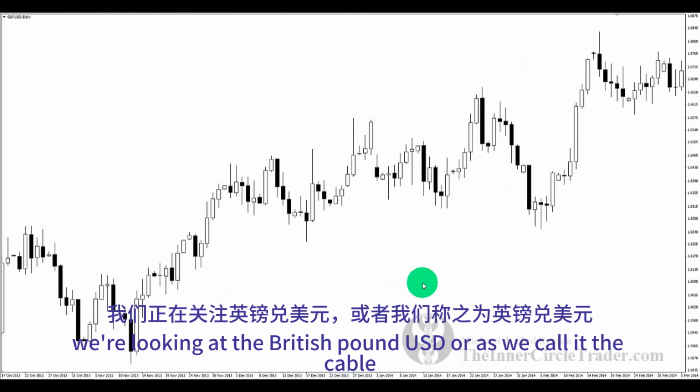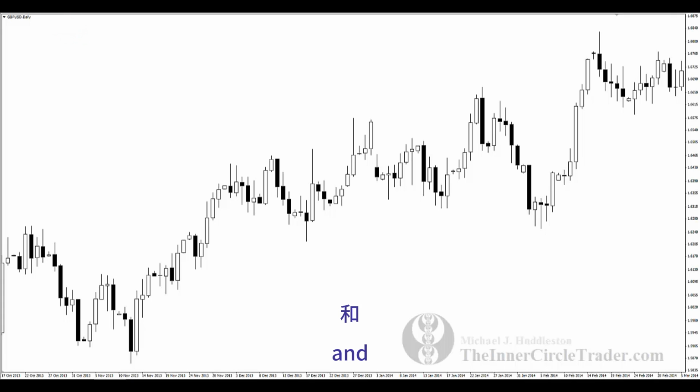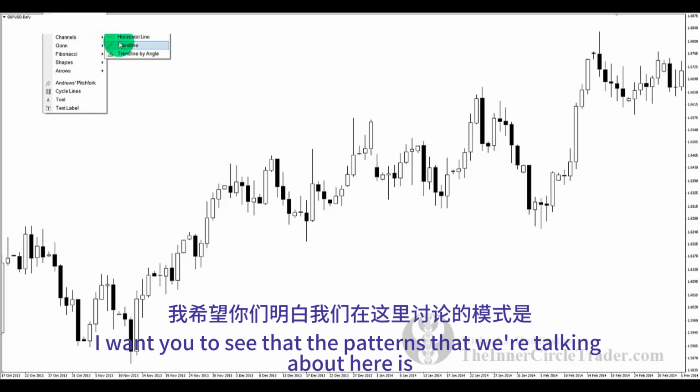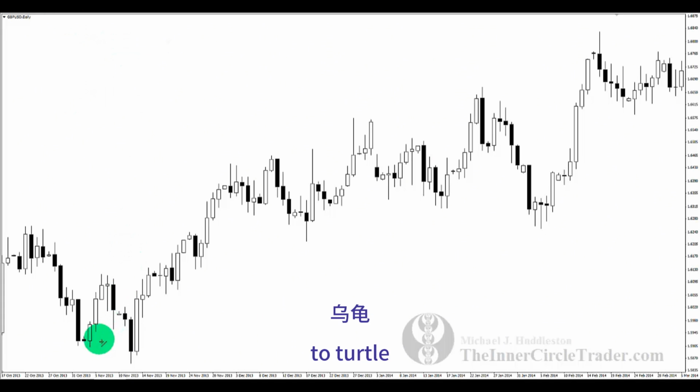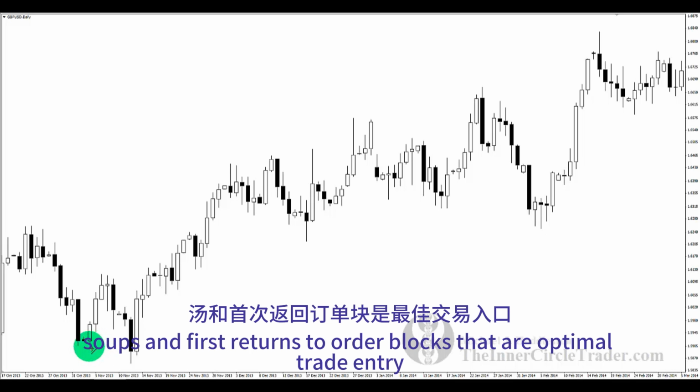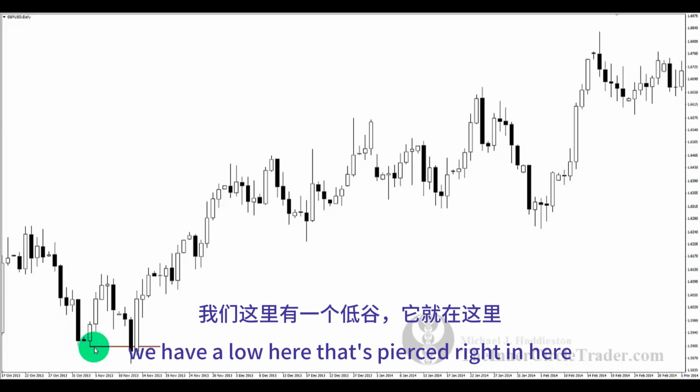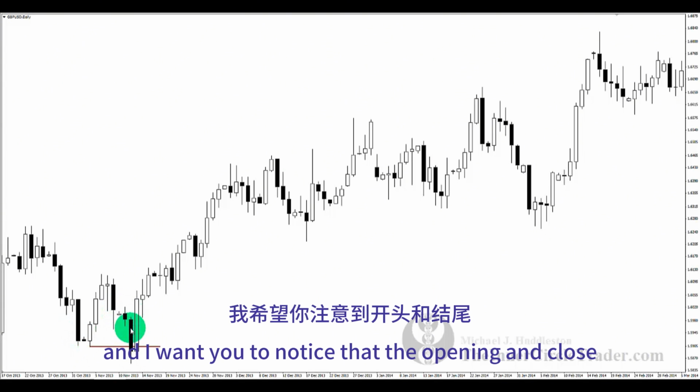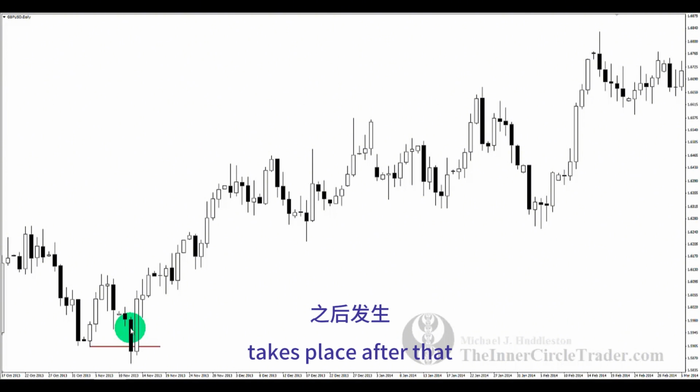Okay guys, we're looking at the British Pound USD, or as we call it, the cable. And I want you to see that the patterns that we're talking about here is limited again to turtle soups and first returns to order blocks that are optimal trade entry. We have a low here that's pierced right in here, and I want you to notice that the opening and close that takes place after that.